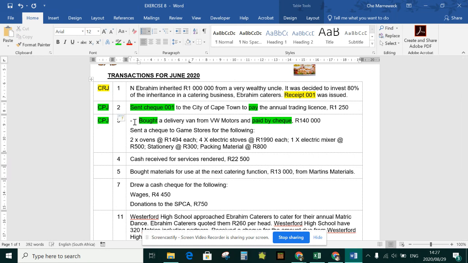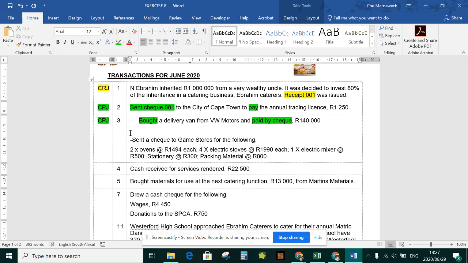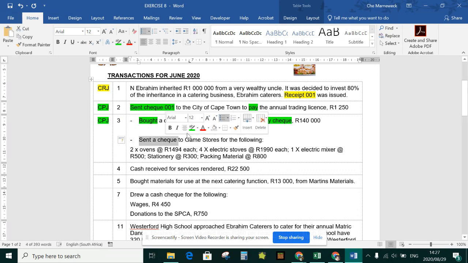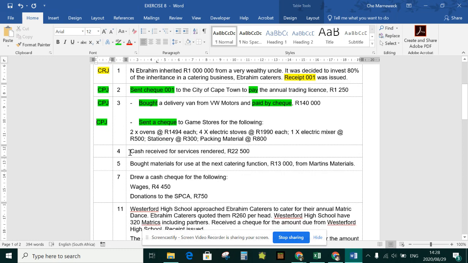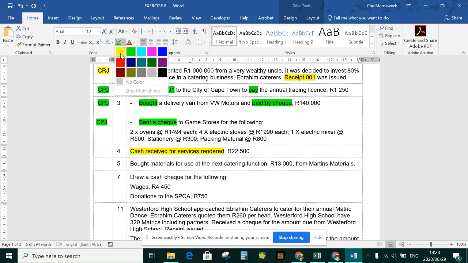We have another transaction on day 3. So we've got our first one, and here we have another one, sent check. If we send a check, we are buying things, so that's going to be cash payments journal. CPJ. Yeah, cash received for services rendered. We are receiving money, so that is the CRJ.